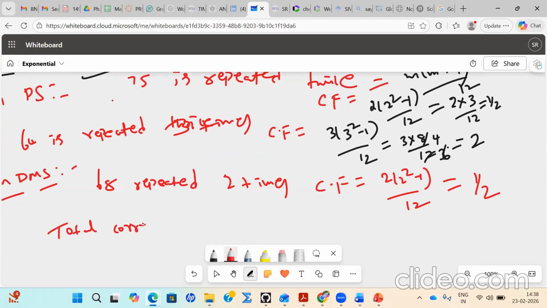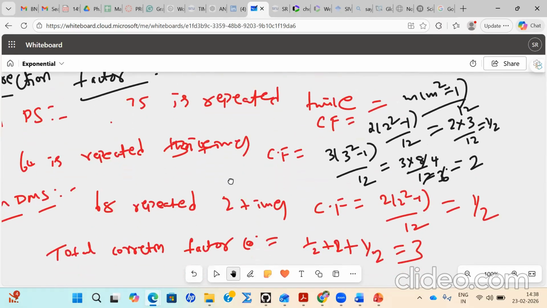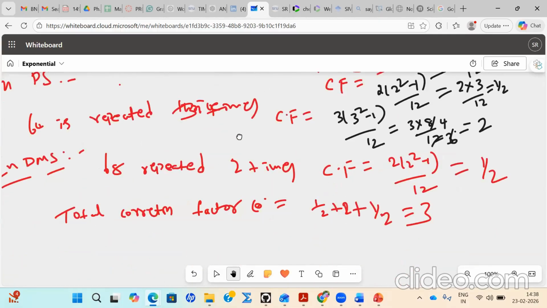Now write total correction factor. Total correction factor is equal to 1 by 2 plus 2 plus 1 by 2, overall it is 3, I think, right? 1 by 2, 2. Okay, 2 halves, 1, 2, 3.